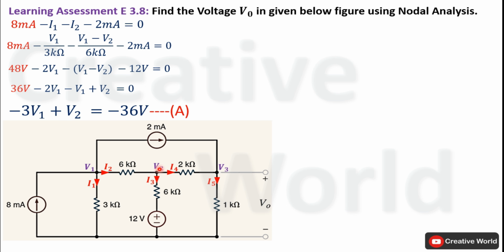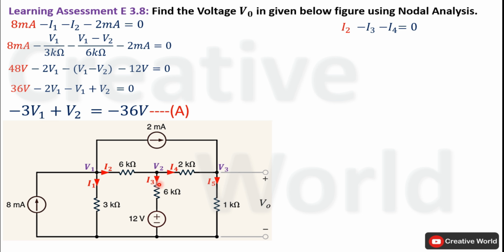Now we will apply Kirchhoff's current law on this node. On this node, one current is entering, that is I2, while two currents are leaving, I3 and I4, and both are taken with a negative sign. In the next step, we have to replace these currents with their respective equations. Current I2 is equal to V1 minus V2 divided by 6 kilo ohm, as we have calculated in the previous step. Current I3 will be equal to the potential difference across this 6 kilo ohm resistance. The voltage across this 6 kilo ohm resistance will be equal to the potential difference of these two voltages, V2 and 12 volt.